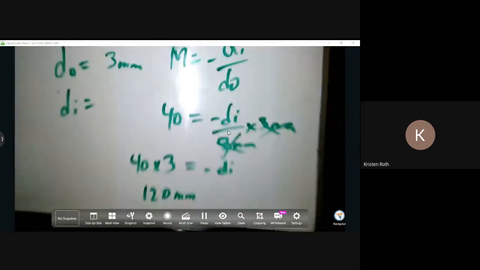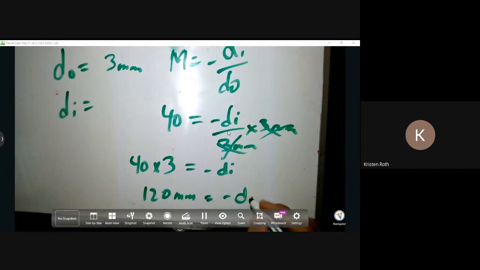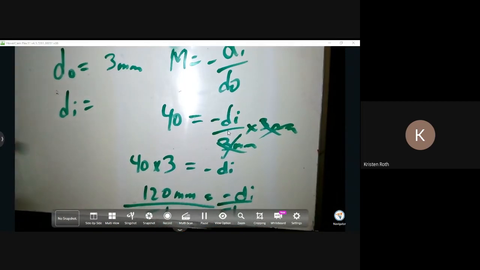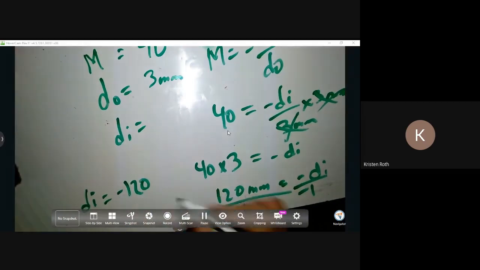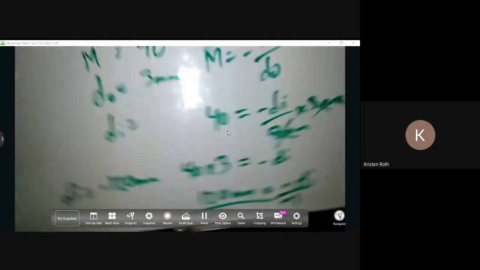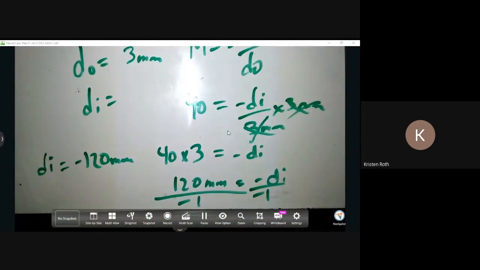Sorry, I've lost you again. Equals negative di. We're going to divide it by negative 1 to get the negative out on that side. So our answer ends up being, let's do it to the side here, di equals negative 120 millimeters, which means that it's a virtual image.